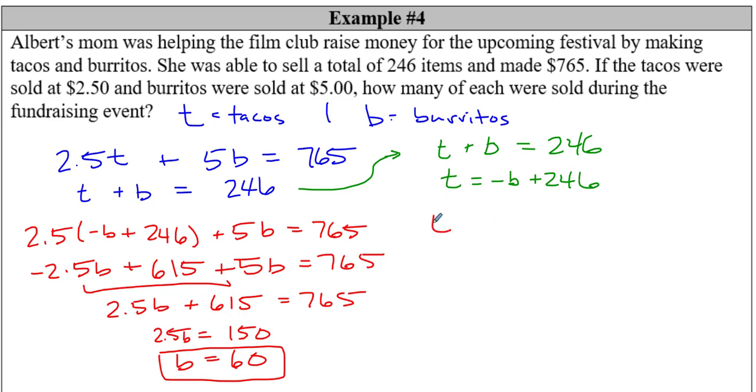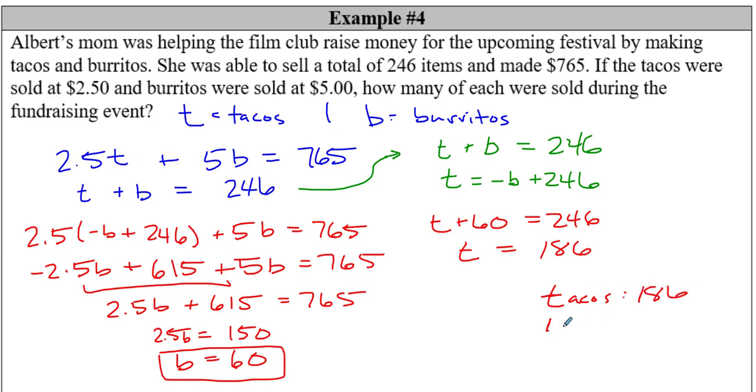So we can now plug that in. We got t plus 60 is equal to 246. 246 minus 60 is going to give me 186. So tacos sold were 186, and burritos sold 60, or Albert's mom sold, I should say, not we.